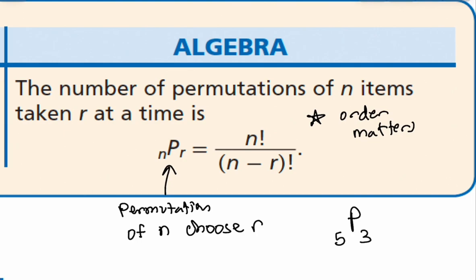So if I have 5 choose 3, the permutation of 5 choose 3, that means, as a quick example, 5 people were running a race, and I choose the first place, the second place, and the third place. I choose the places. And the question is how many different ways can that race come out as the winner, the second place, and the third place? That's all that means, okay?